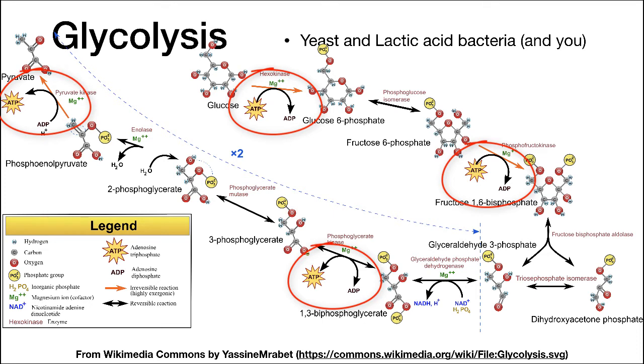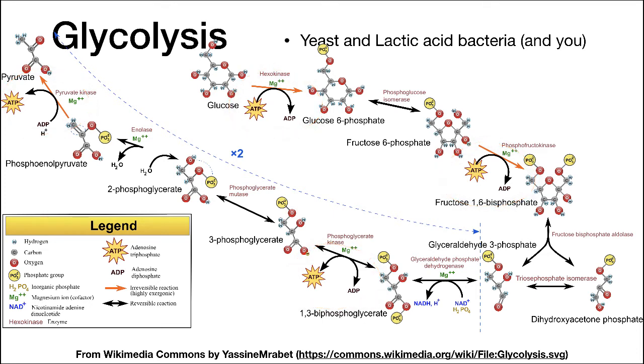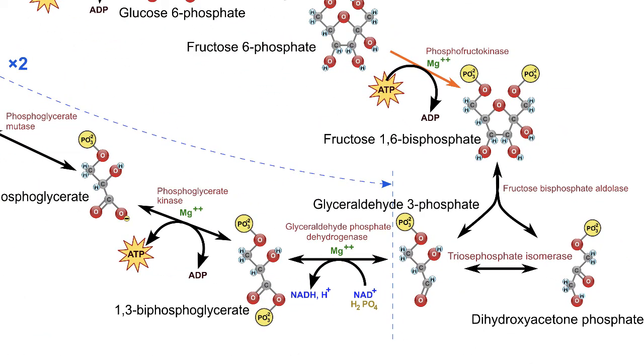Wait, what? From what I just said, the pathway consumes 2 ATP and makes 2 ATP. Why is that doing anything? Remember that you have two 3-carbon compounds, dihydroxyacetone phosphate and glyceraldehyde 3-phosphate. Dihydroxyacetone phosphate is converted to glyceraldehyde 3-phosphate by the enzyme triose phosphate isomerase, which I will call TPI.